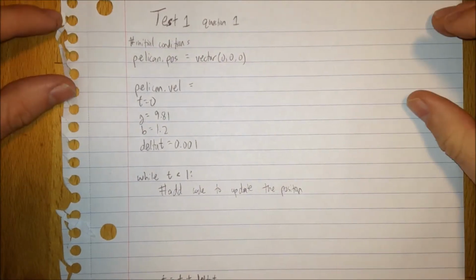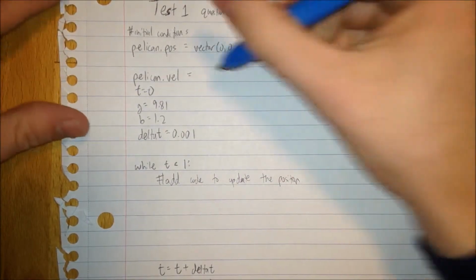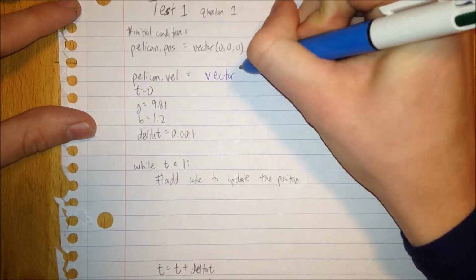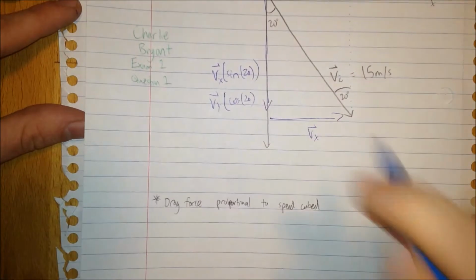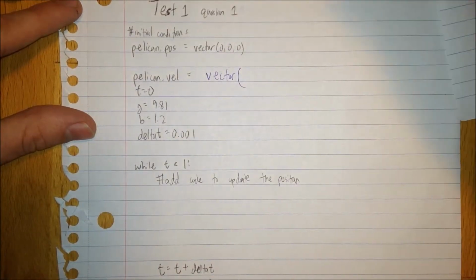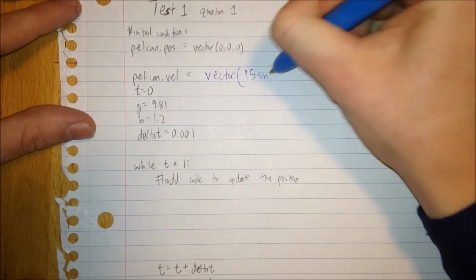Now, the problem gives us some initial conditions in the code. It tells us our position, which we just set equal to the origin. And now we need to write that initial velocity. In Python, we need to write vector, and this is the syntax. The x component was, if you recall, the velocity times sine theta. So that's just 15, which is the initial velocity, times sine of 20.